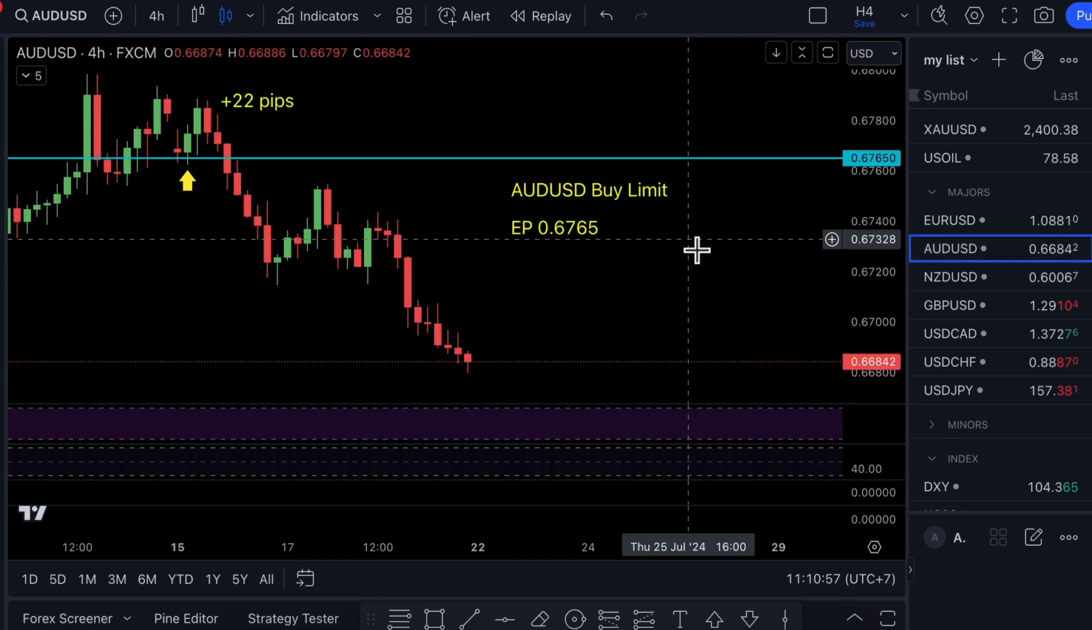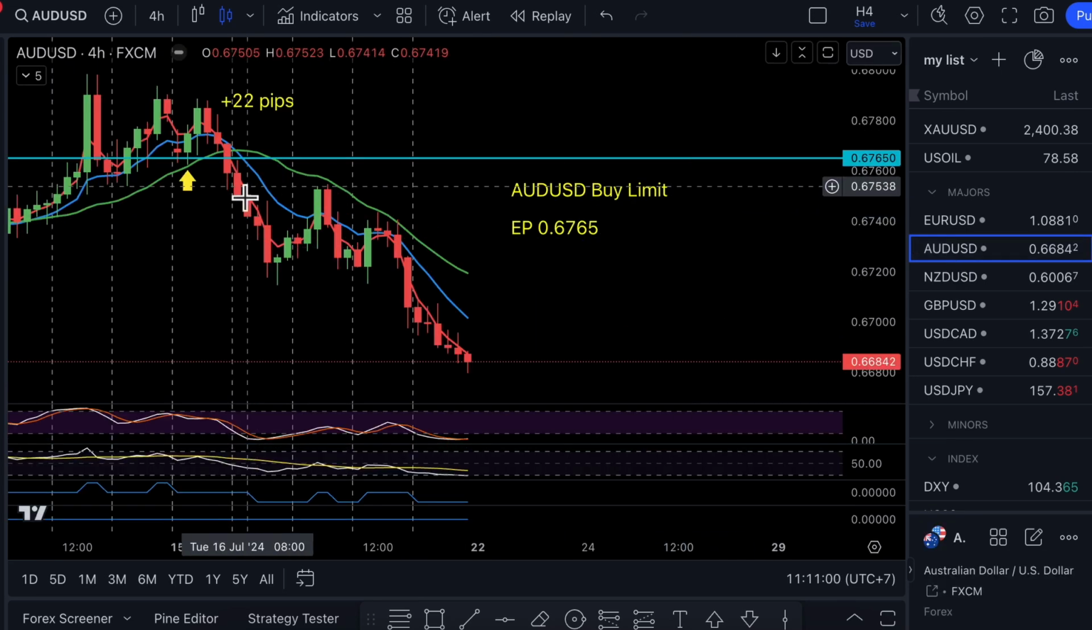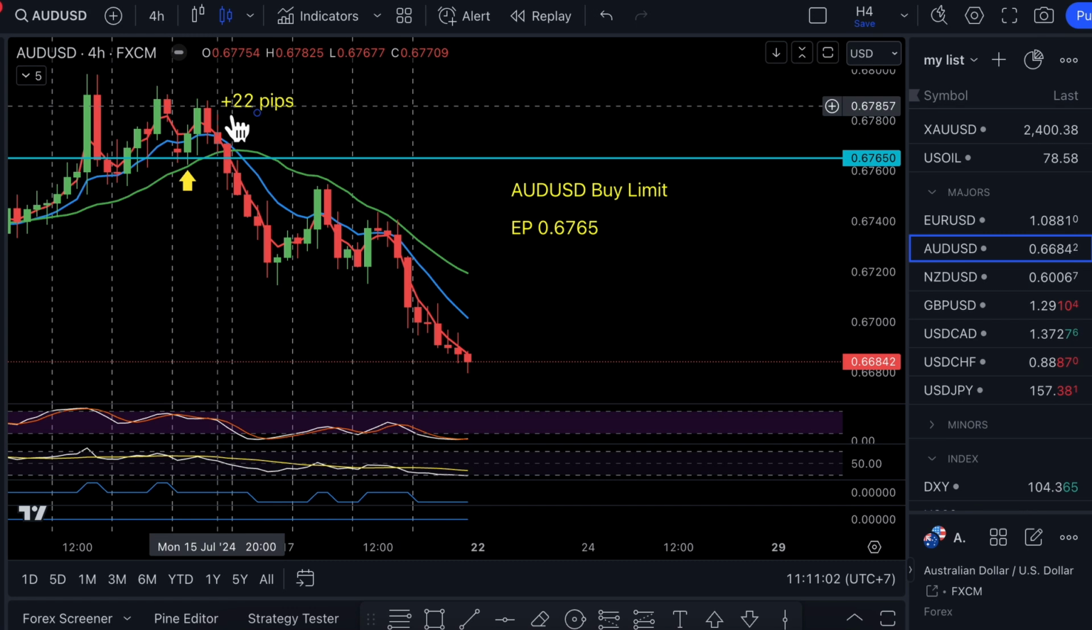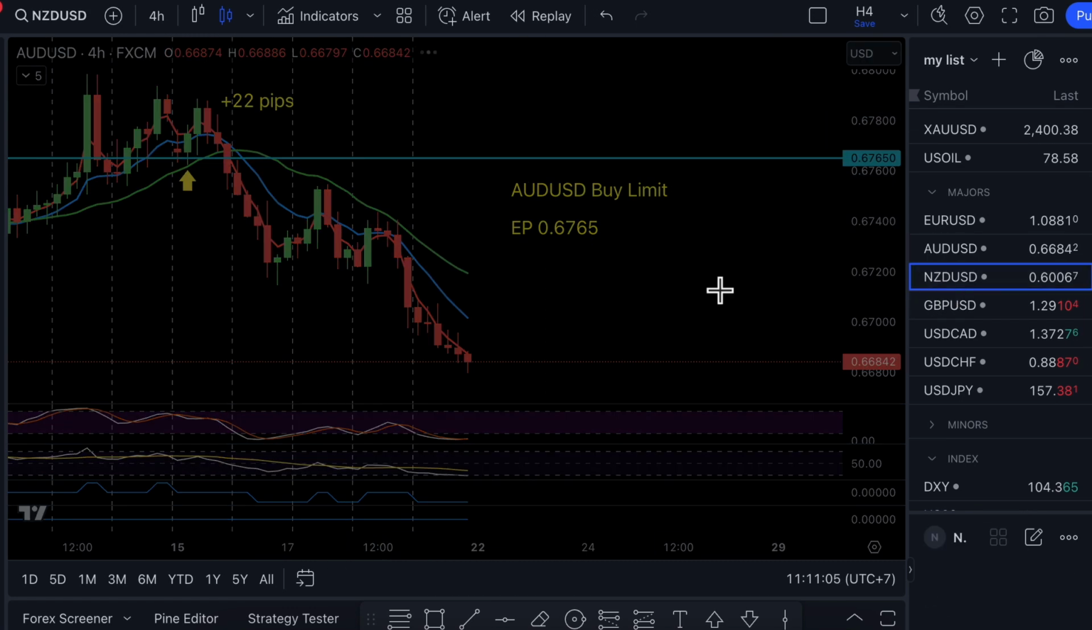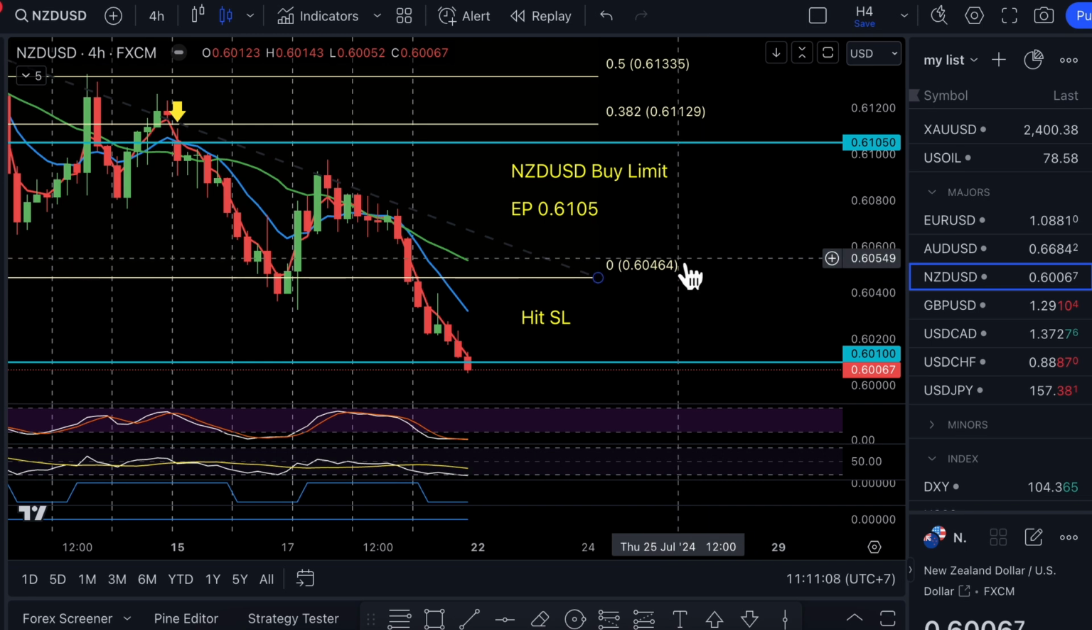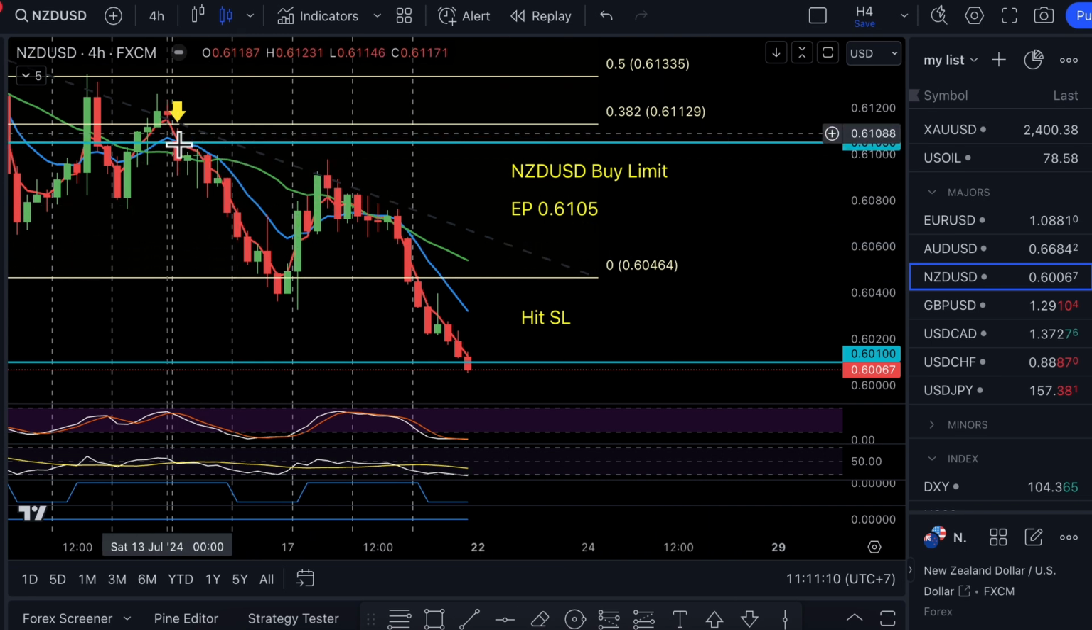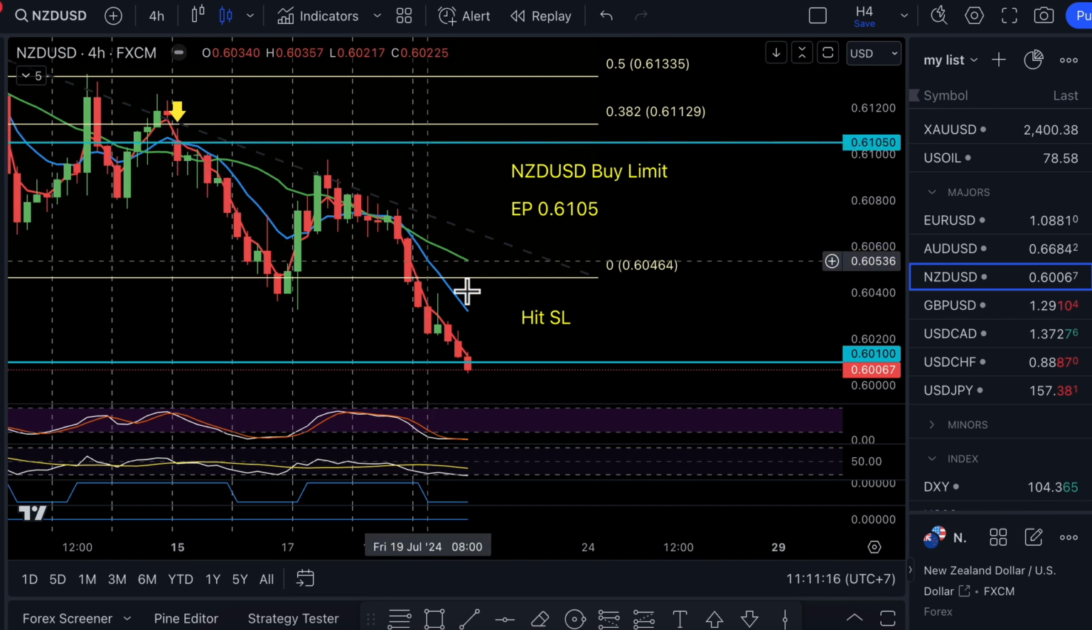And then the AUD/USD was a buy limit, and that one opened but only gave us 22 pips before turning around, going the wrong direction. The NZD/USD was a buy limit, and that one did open but only gave us a couple of pips before just immediately going the wrong direction.